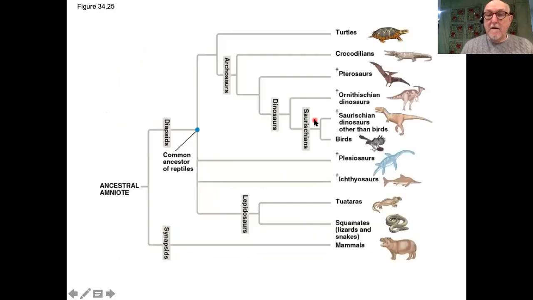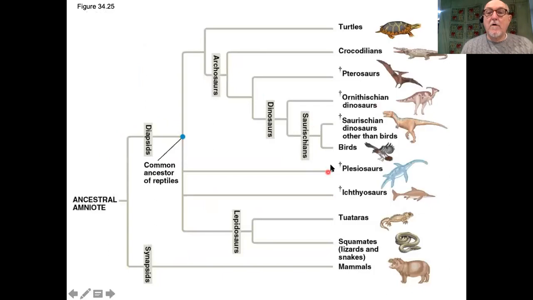If I can get back. All right, so there they are there. The next giant grouping are all of these here. And these are the other reptile groups.